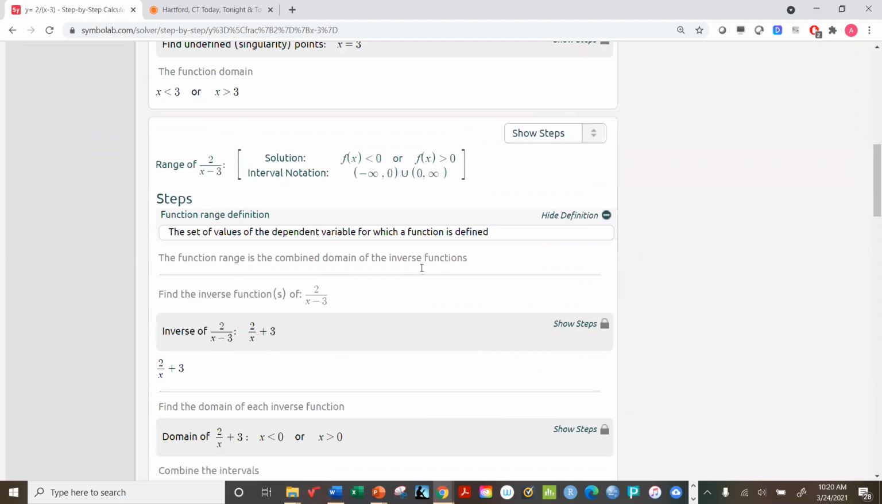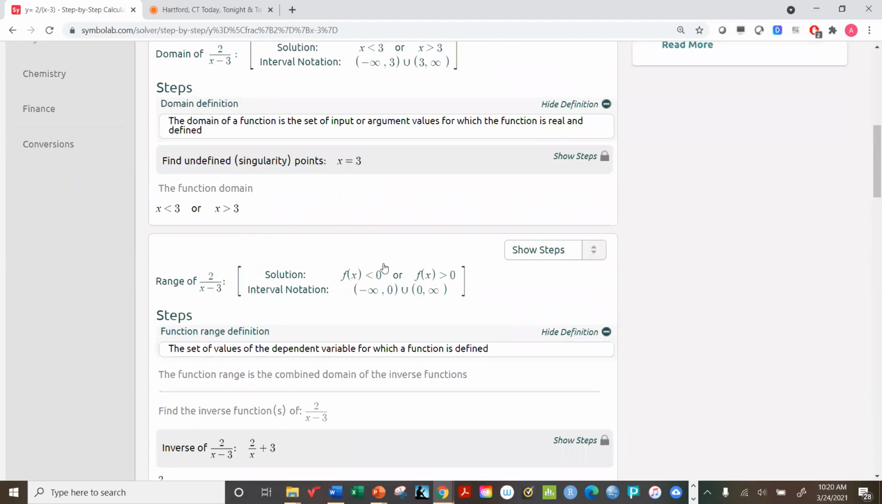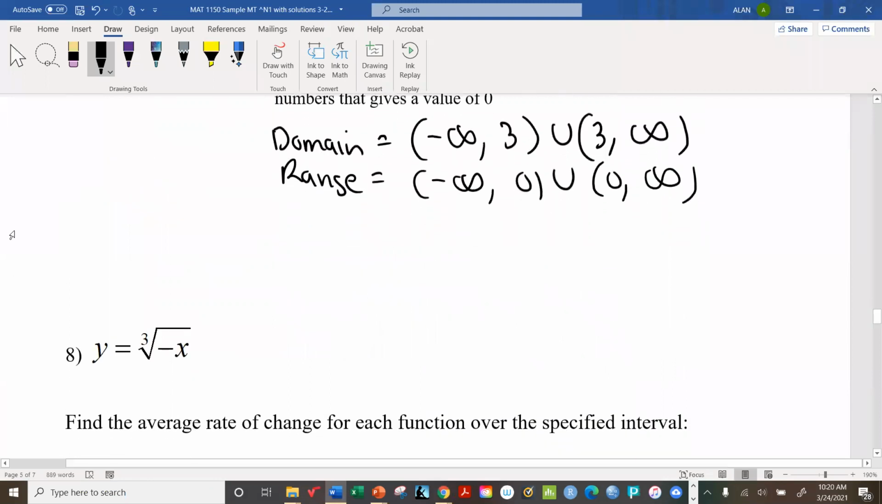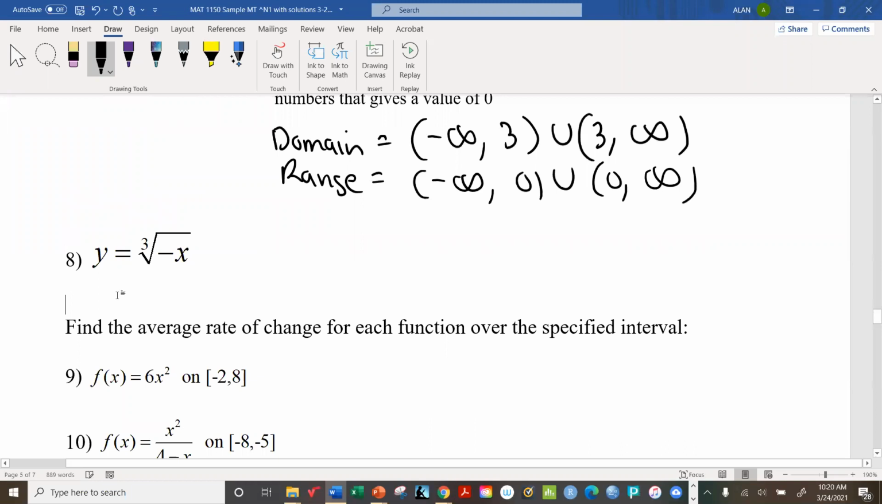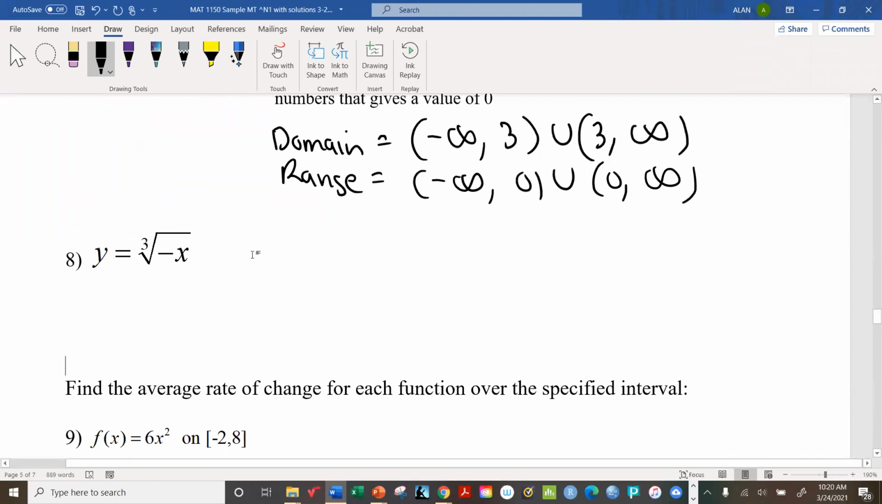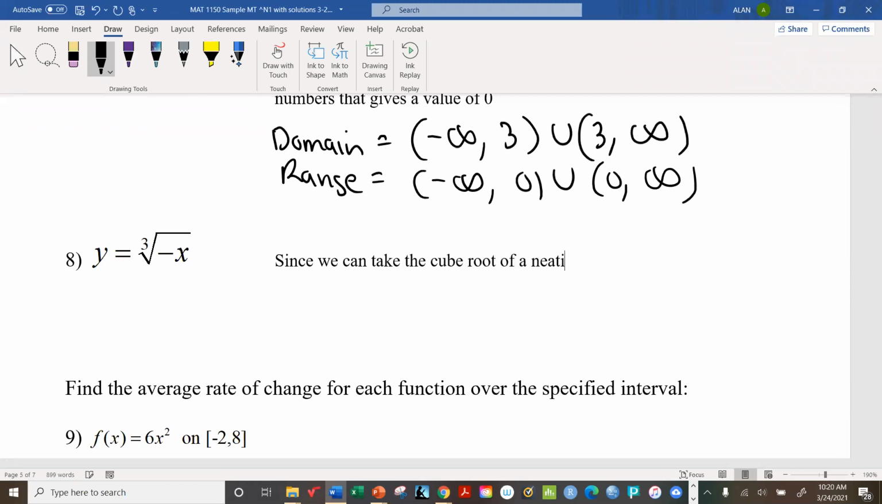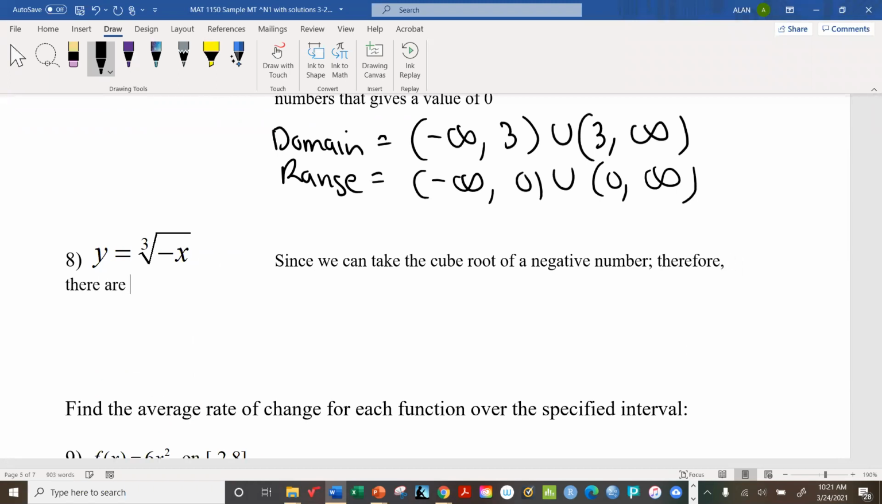Yeah, that's not very helpful, is it? But anyway, so we get the idea. And now for number 8, this is an interesting case because we are allowed to take the cube root of a negative number. Therefore, there are no restrictions on x.